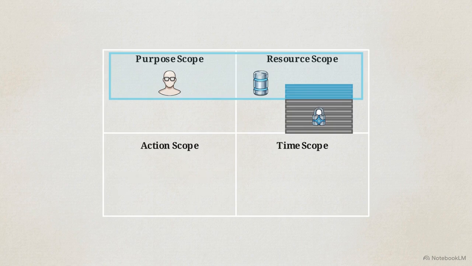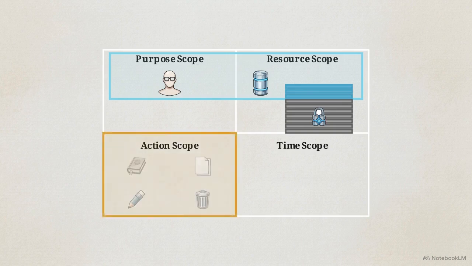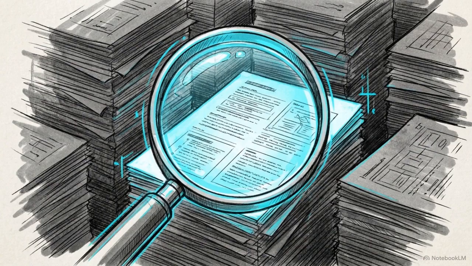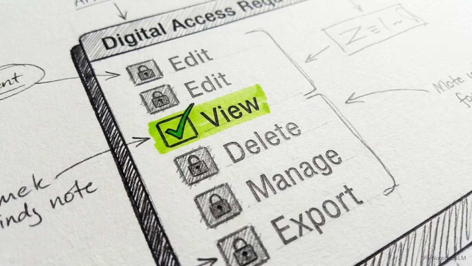Meanwhile, the principle of least privilege constrains the action scope. If an automated backup service needs to archive data, it receives read and copy rights. The ability to interactively edit or delete files is explicitly crossed out. These principles address different variables. Need to know asks exactly what information is required for the task. Least privilege asks what minimum permission is required to execute it.